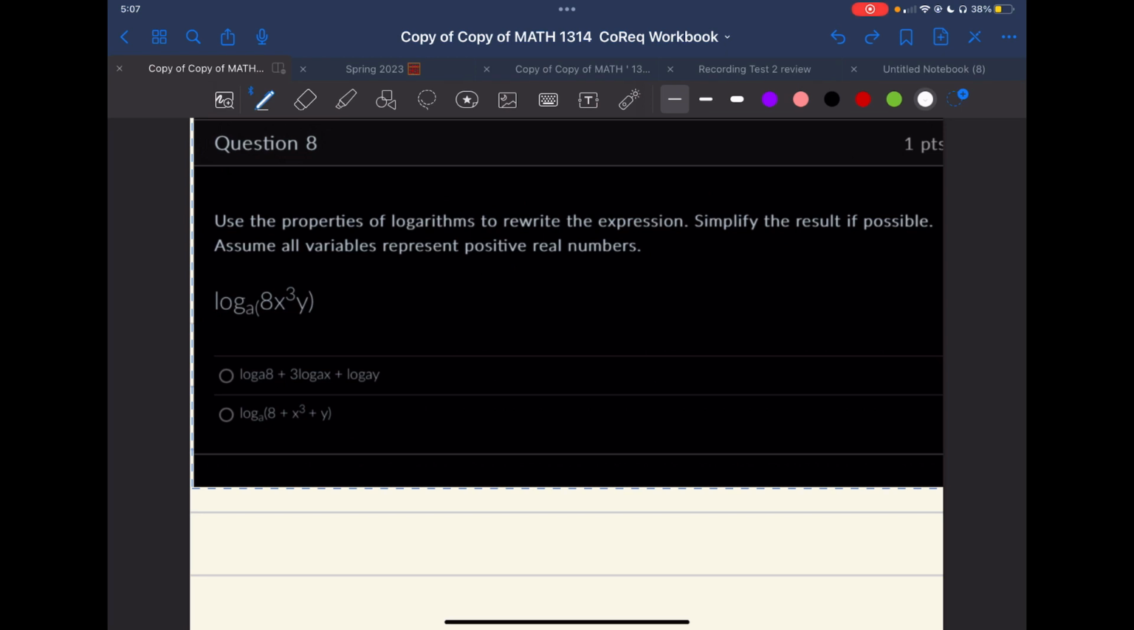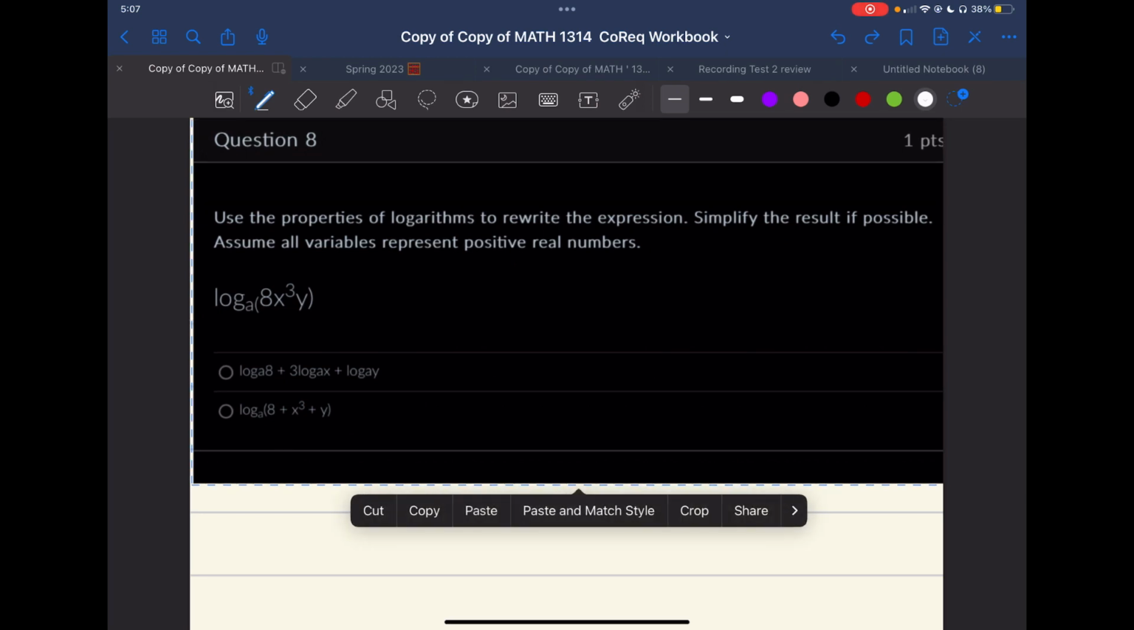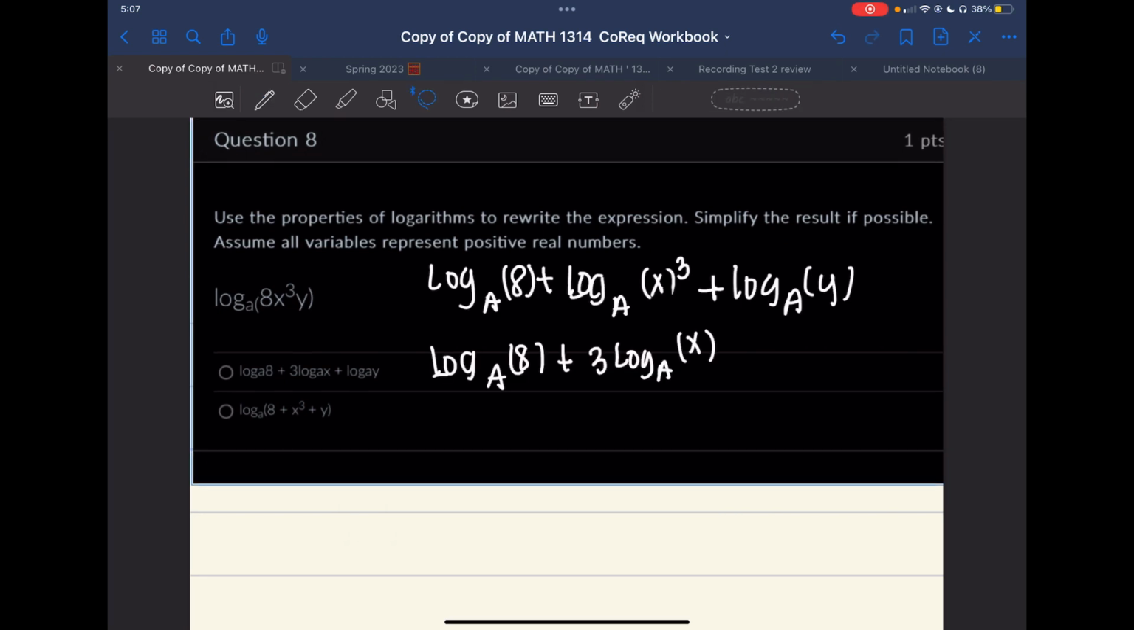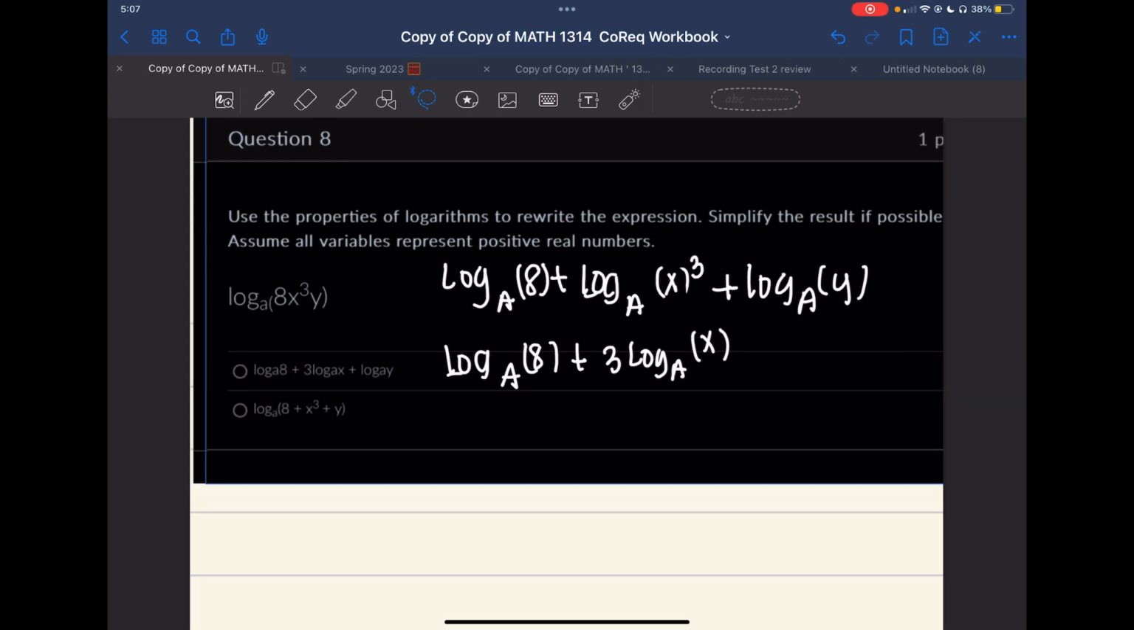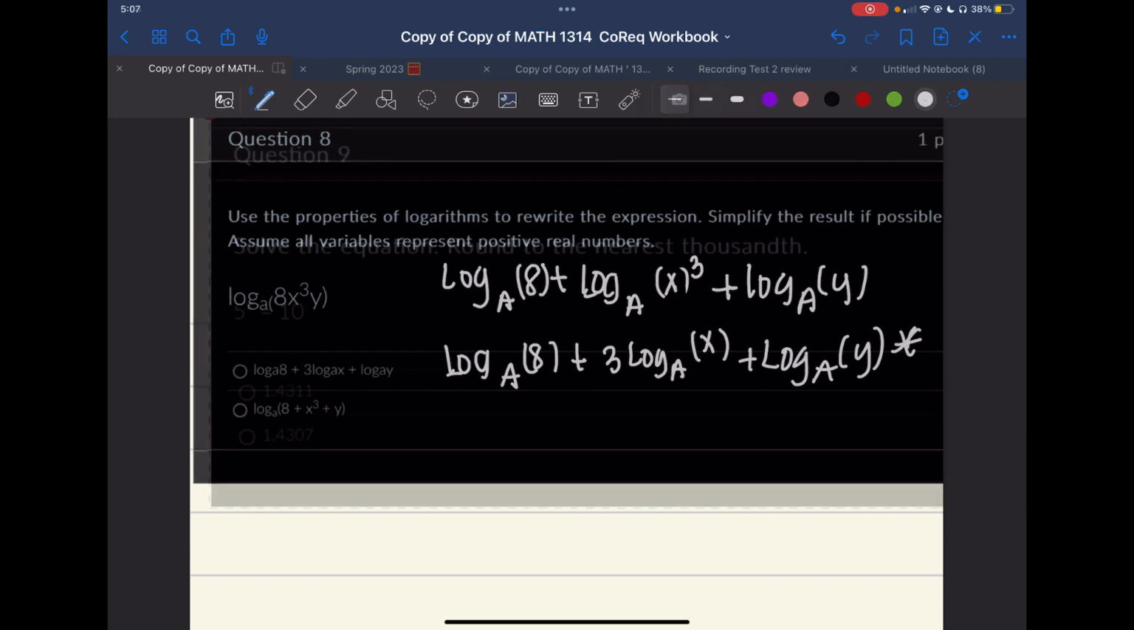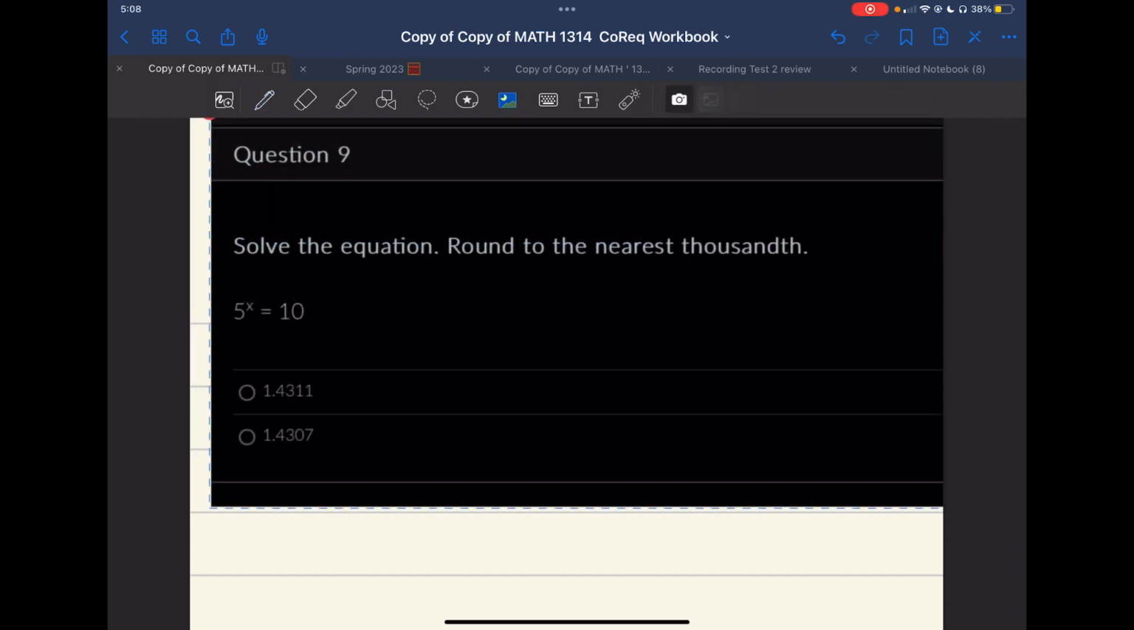Plus log base a of argument y. That's the final answer.